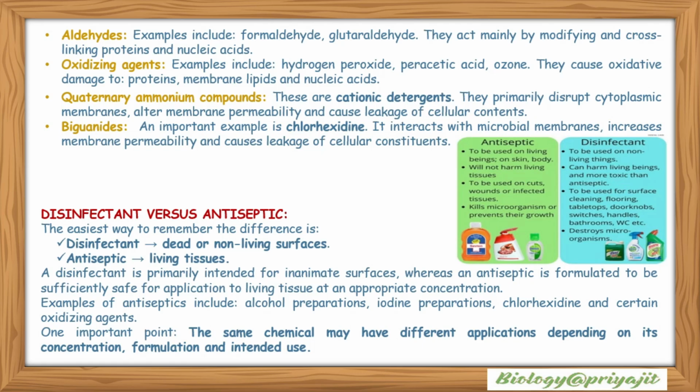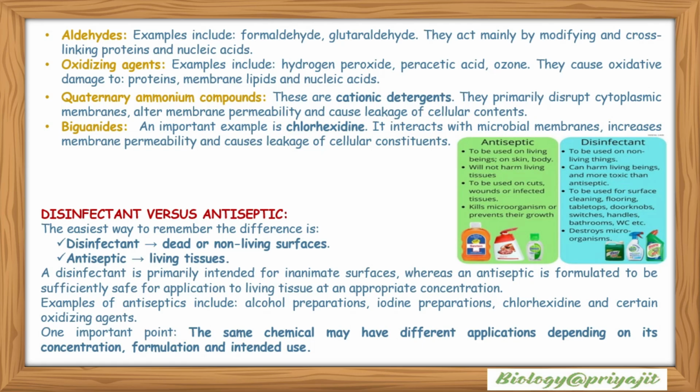Quaternary ammonium compounds, these are cationic detergents. They primarily disrupt cytoplasmic membranes, alter membrane permeability, and cause leakage of cellular contents. Biguanides, an important example is chlorhexidine. It interacts with microbial membranes, increases membrane permeability, and causes leakage of cellular constituents.